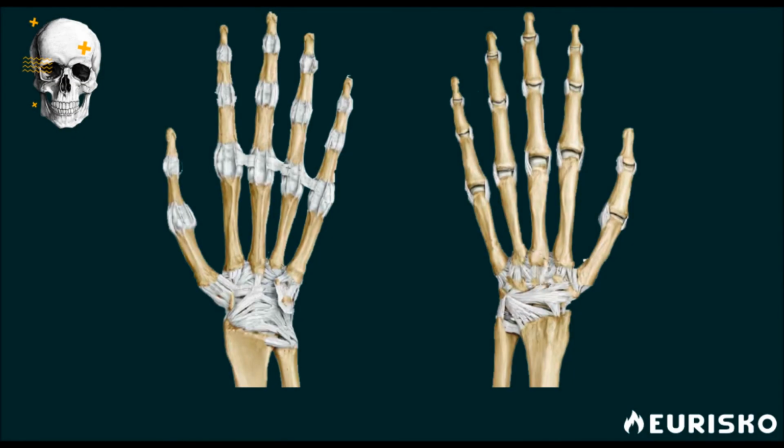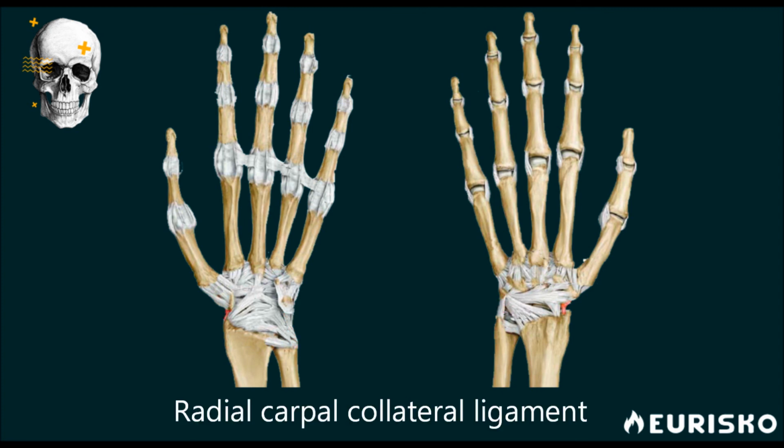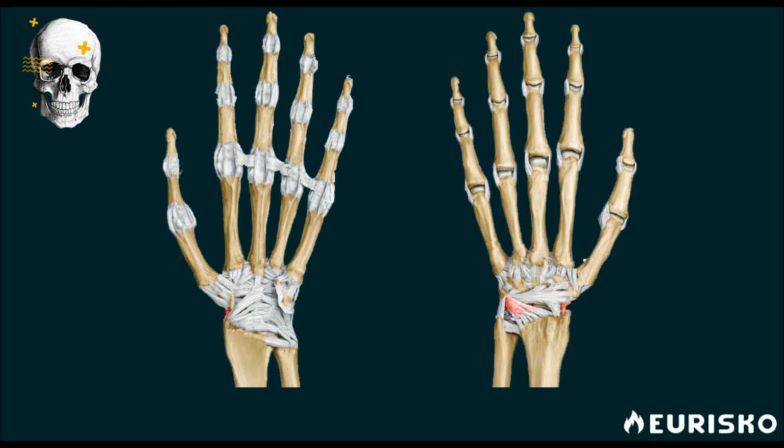Let's take a look at the ligaments of the hand. There are 2 major groups, palmar and dorsal. Dorsal radioulnar and palmar radioulnar connect the ulna and radius. Ulnar carpal collateral and radial carpal collateral strengthen the radiocarpal joint from the sides.